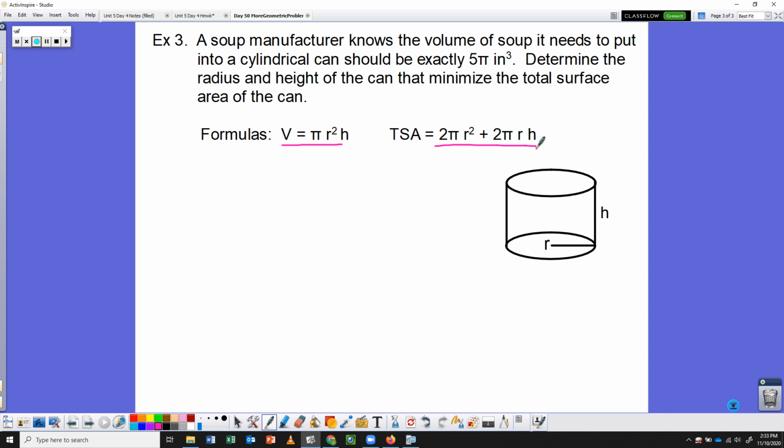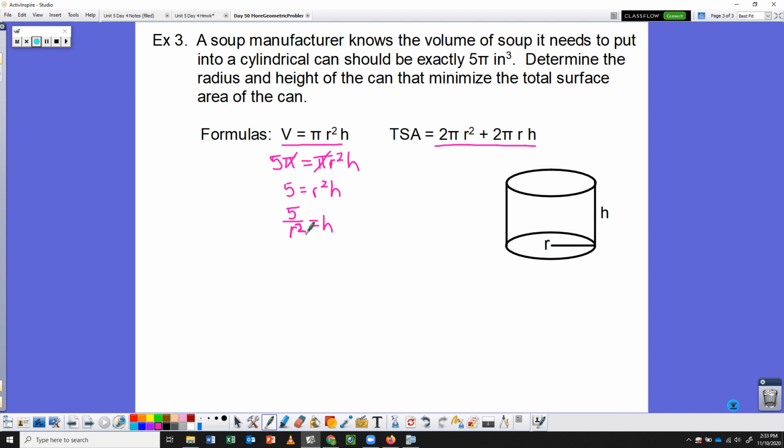I do know that the volume was supposed to turn out to be 5 pi cubic inches. So I'm going to take my volume formula and set it equal to 5 pi. That means that the pi on the left-hand and right-hand side of this formula cancel out. So we have 5 equals r squared h. And if you want to solve that for h, you could simply divide both sides by r squared. So h is equal to 5 divided by r squared.